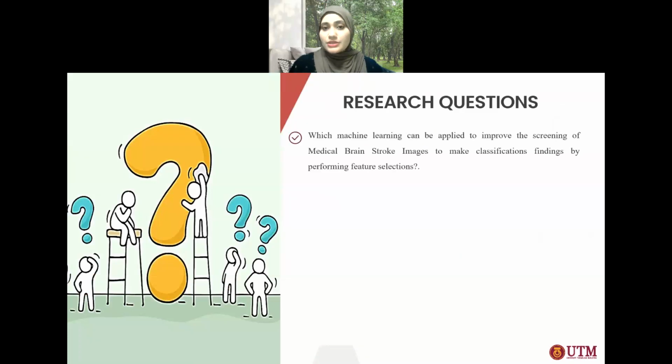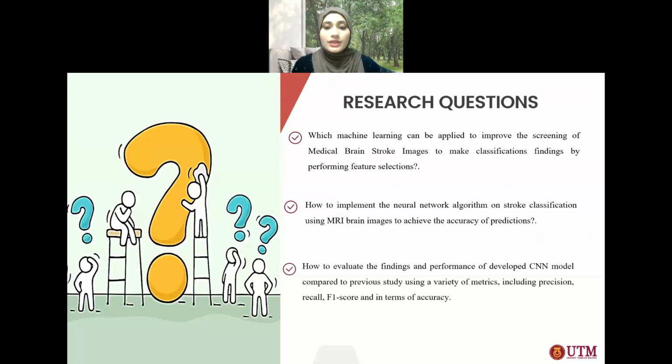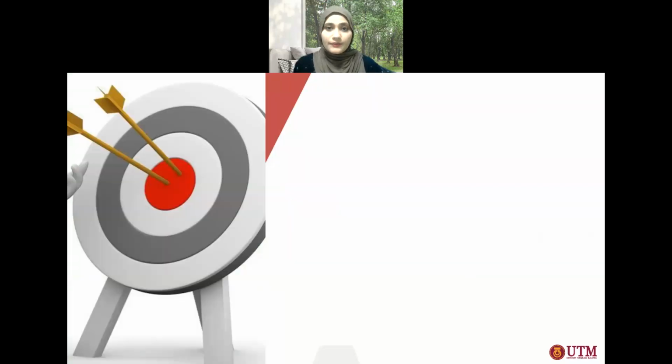So what are the research questions? Okay, first of all, which machine learning can be applied to improve the screening of brain medical images to make the classification findings by performing feature selection? And the next question will be how to implement the neural network algorithm for stroke classification using MRI brain images to achieve the accuracy of validation or training. Then how to evaluate the findings using F1 score, recall, specificity, and confusion matrix.